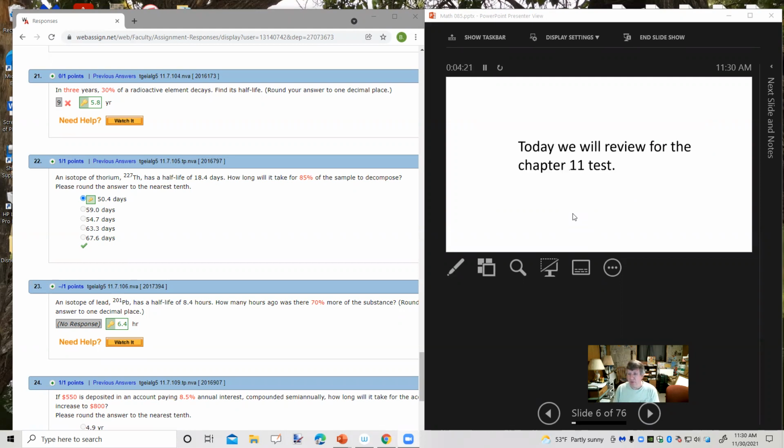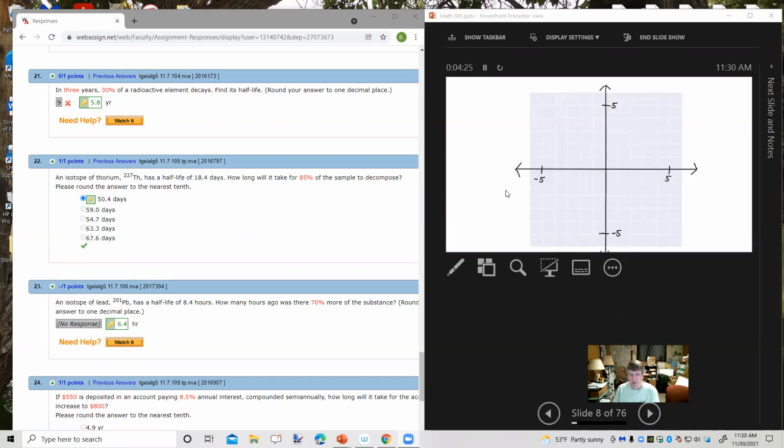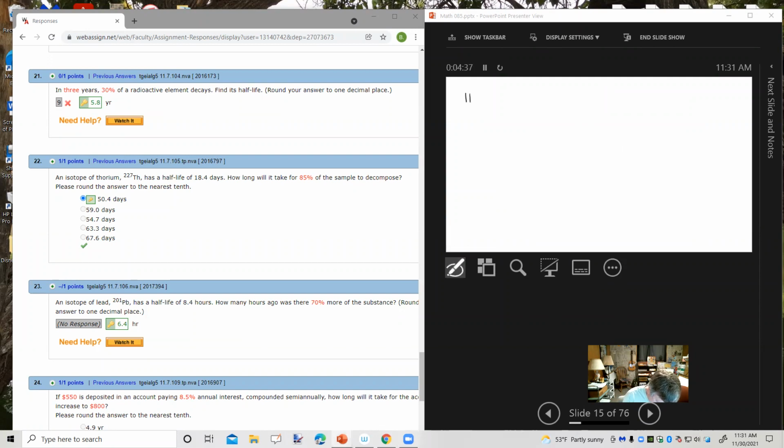So today we're going to do a review of Chapter 11 and I'm going to answer some questions that were emailed to me. So let's get ready for that. This is section 11.7, starting with number 21, as we can see over here in WebAssign on the left.